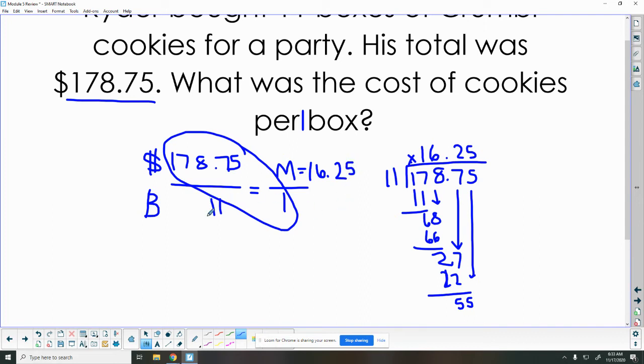So that makes sense. When I buy 11, I should be paying more than this. So that's a good way to check is, does this make sense? So we got smaller, smaller, smaller, smaller. Everything should be matched up.